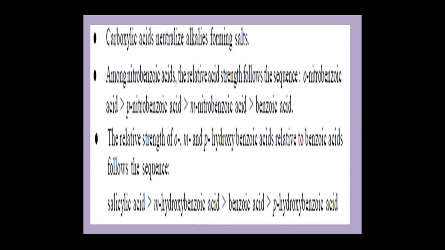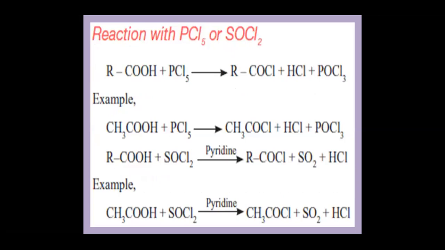The relative strength of ortho, meta and para-hydroxybenzoic acids relative to benzoic acid follows the sequence. Salicylic acid is more acidic than meta-hydroxybenzoic acid. Meta-hydroxybenzoic acid is more acidic than benzoic acid. Benzoic acid is more acidic than para-hydroxybenzoic acid.